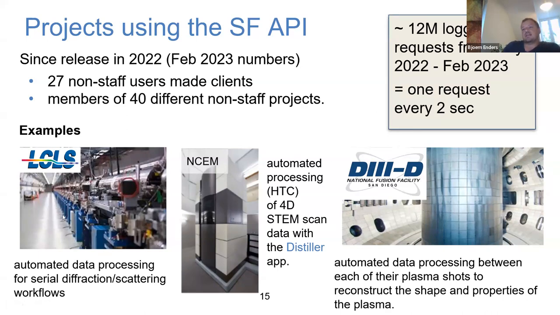SCS at SLAC uses it for automated data processing for serial diffraction and scattering workflows. NSEM built an app called Distiller, a catalog app where they can look at the data sets, press a button that says, I want to run the reduction pipeline at NERSC, and it moves the data over and uses the API to run the reduction job. And DIII-D is a fusion facility in San Diego, and they also use it for automated data processing in between plasma shots.